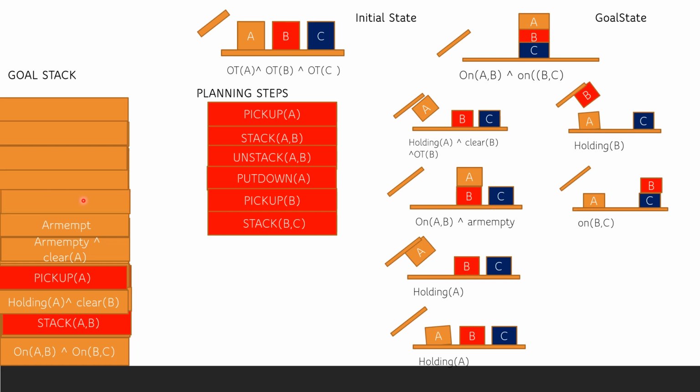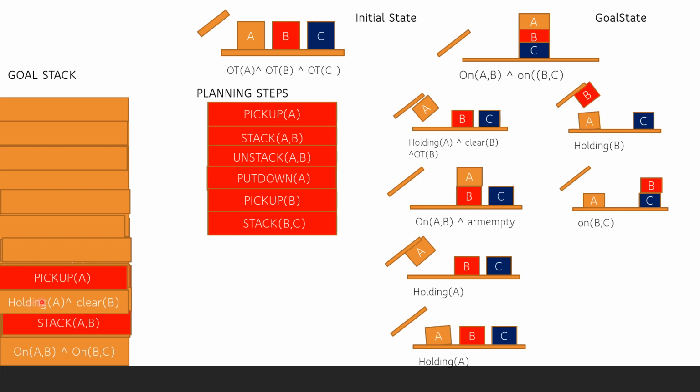Both the conditions are satisfied. Arm is empty and A is clear. So we'll take that out. And now we can introduce pick up A into the planning step. So pick up A has been included into the planning step. This will be our current state now, pick up A, and we'll remove this pick up A from the stack.